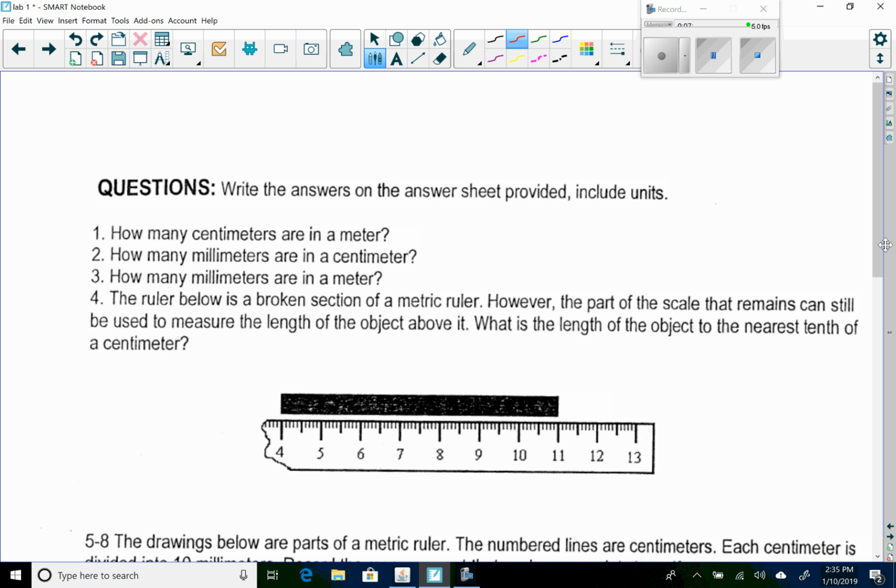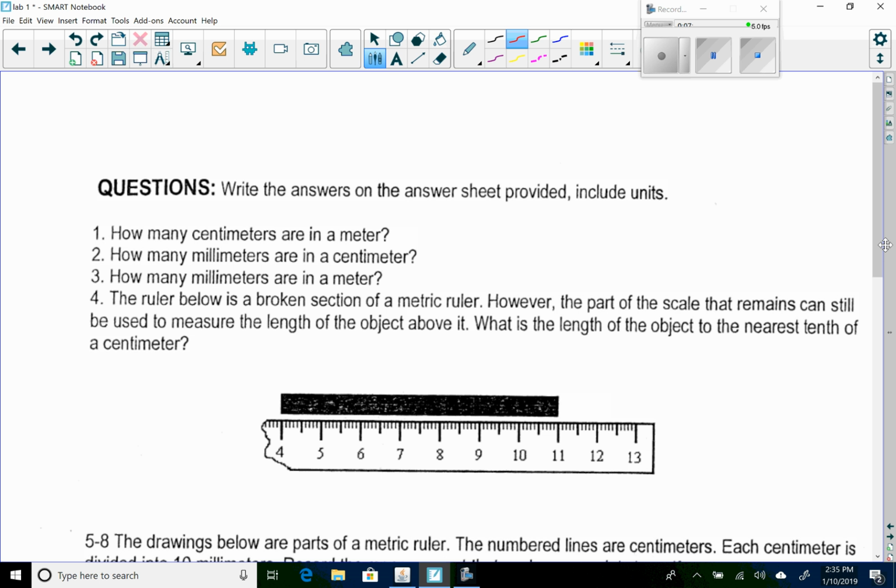Questions. Write the answers to these questions on the answer sheet provided. Include units. Question number 1. How many centimeters are in a meter? Question number 2. How many millimeters are in a centimeter? Question 3. How many millimeters are in a meter?